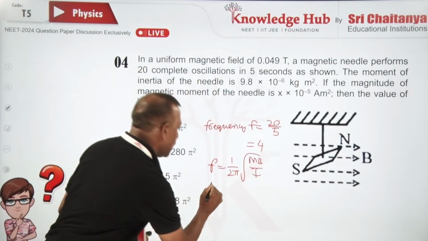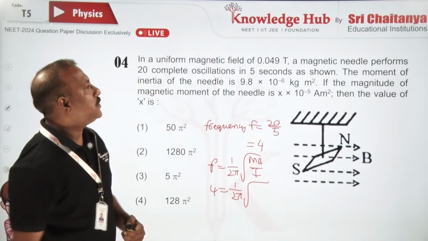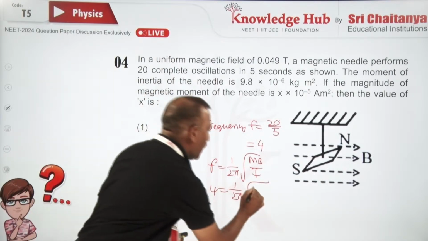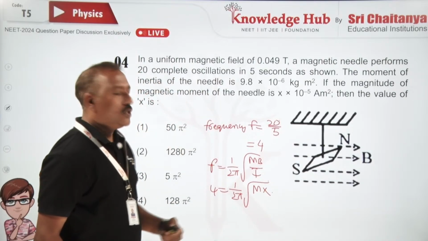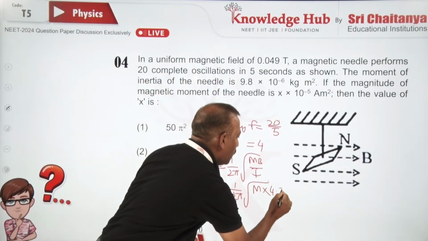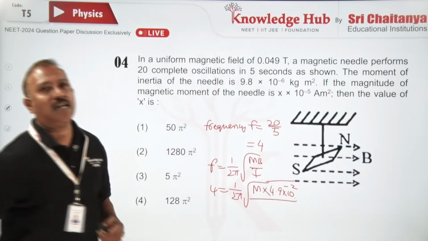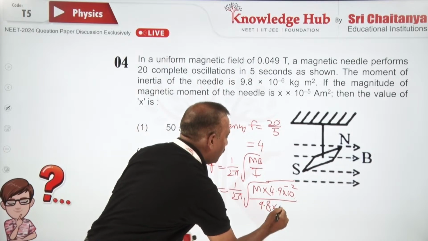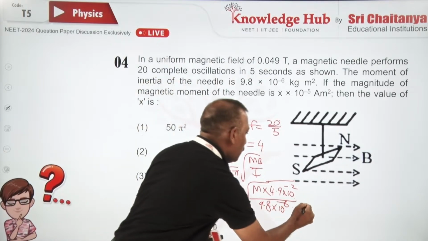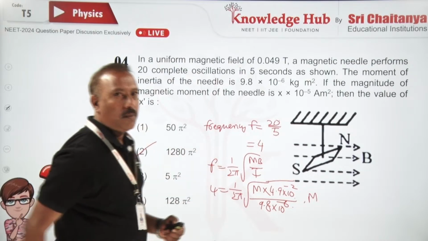Here frequency is 4, 1 by 2 pi into root over m, where m stands for magnetic moment, that is what we have to calculate, and B is given as 0.049, which can be written as 4.9 into 10 to the power of minus 2, divided by I, which stands for moment of inertia, which is 9.8 into 10 to the power of minus 6. Solving this, you get the value of m as 1280 pi square.